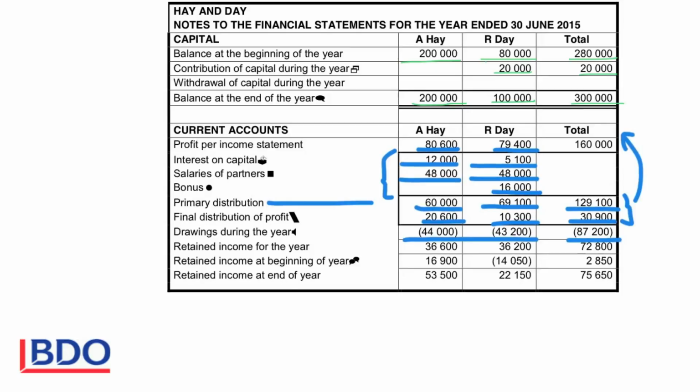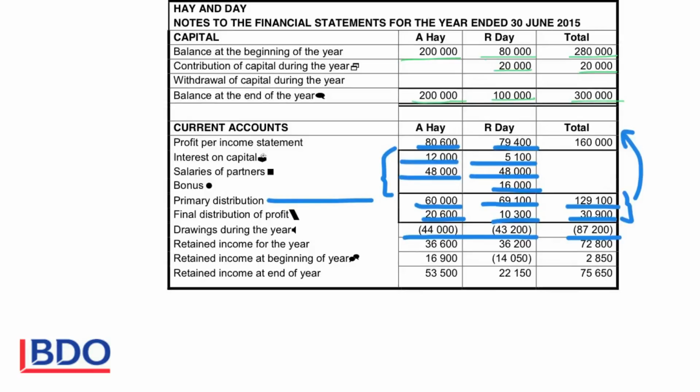The retained income for the year is the difference between the amount that they're entitled to and the amount that they've actually taken. So according to Hay's balance, he's entitled to 86,600. His drawings for the year was 44,000. So if I subtract it, it means that he didn't take all the money he's entitled to. He left 36,600 in the business.